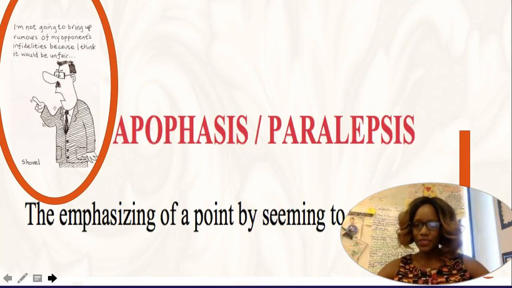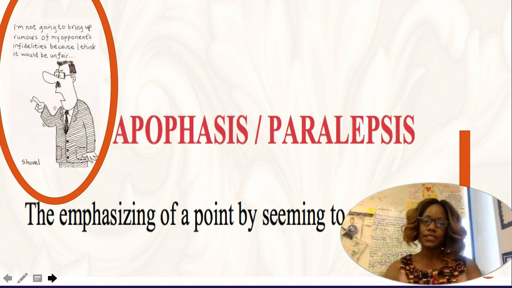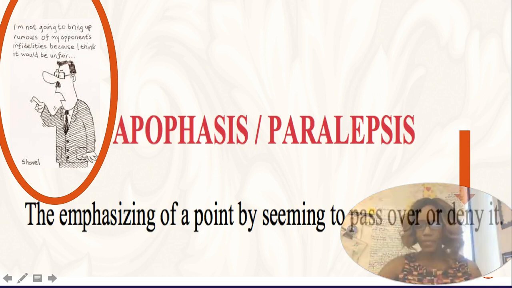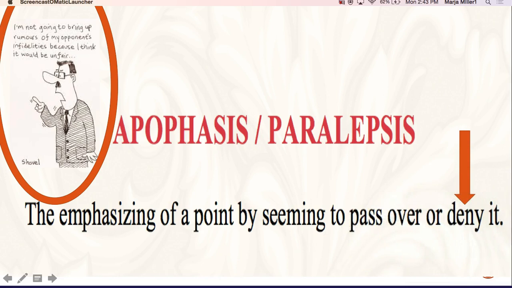Now the first one, which I find super interesting, is apophasis. Okay, and we do this quite frequently in our everyday dialogue with our friends, our peers, our family. We do it in a way that we don't even realize we're using rhetoric, but basically it just means the emphasis or emphasizing of a point by seeming to pass over or deny it.